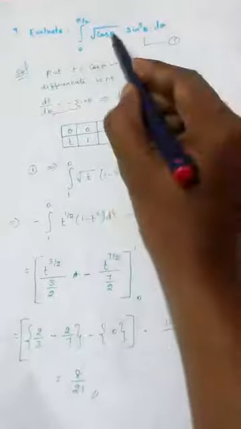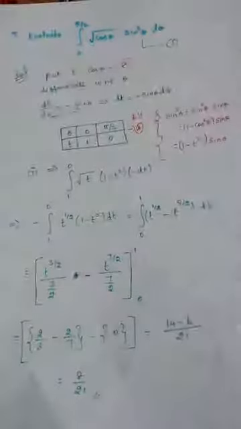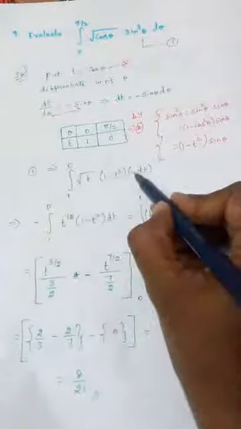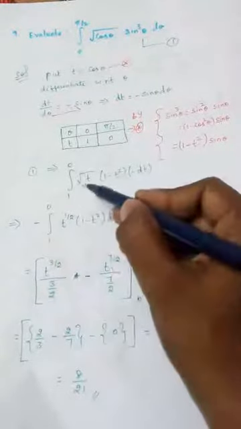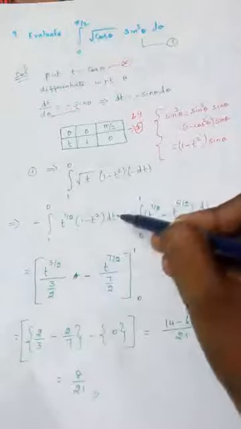1 minus t square into sine theta d theta. What is sine theta d theta? Minus dt. So minus dt is written. So in this first equation, this has become root t, this has become sine square, that is 1 minus t square, and sine theta d theta is written as minus dt. Now taking this minus outside and writing the remaining thing: root t means t power half into 1 minus t square into dt.